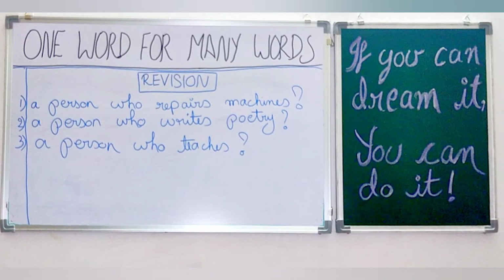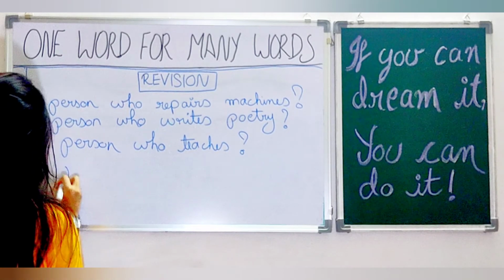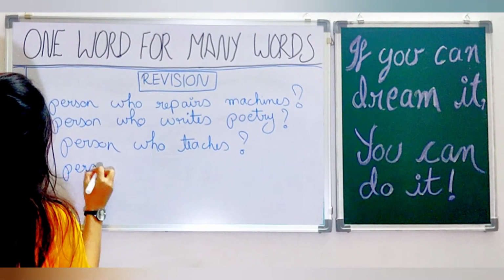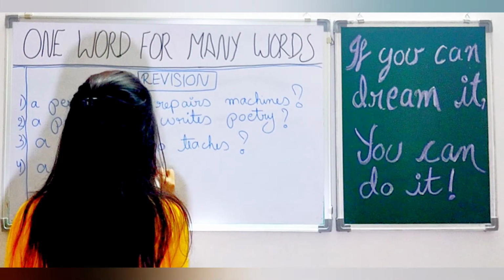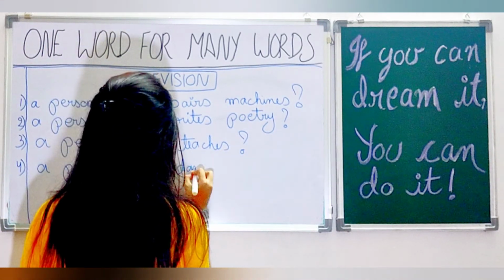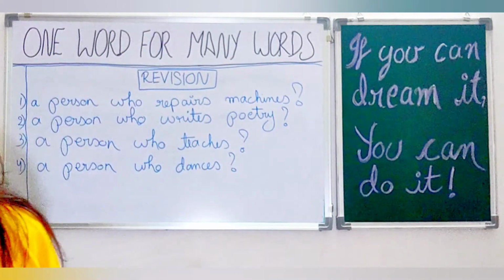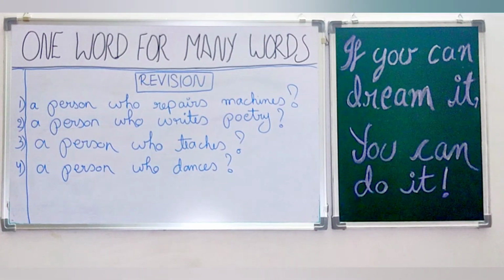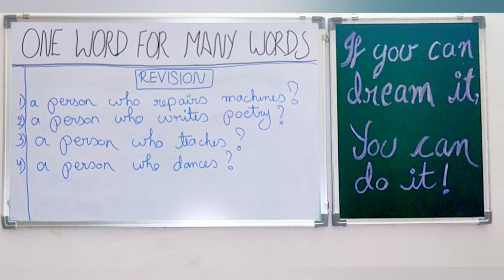Okay, so the fourth one is, a person who dances. So what do we call a person who dances? So again we got a very easy question, right? You all must be knowing the answer. So write it down, all of you.